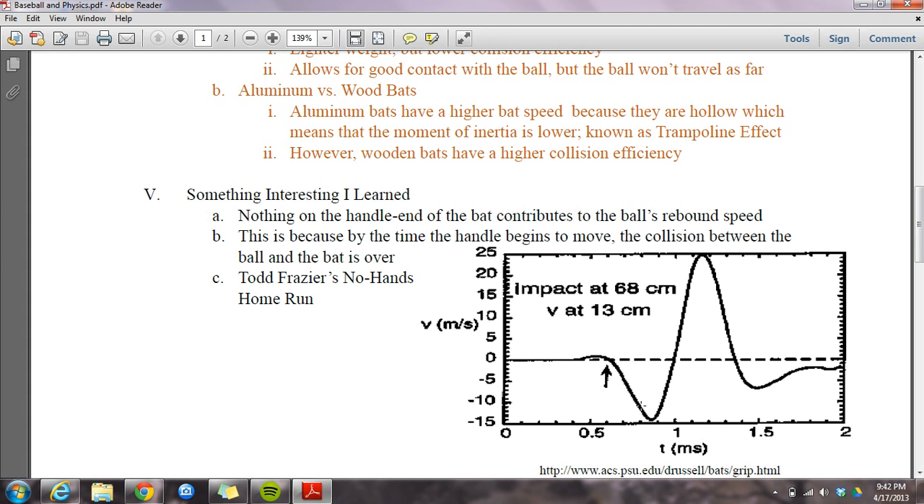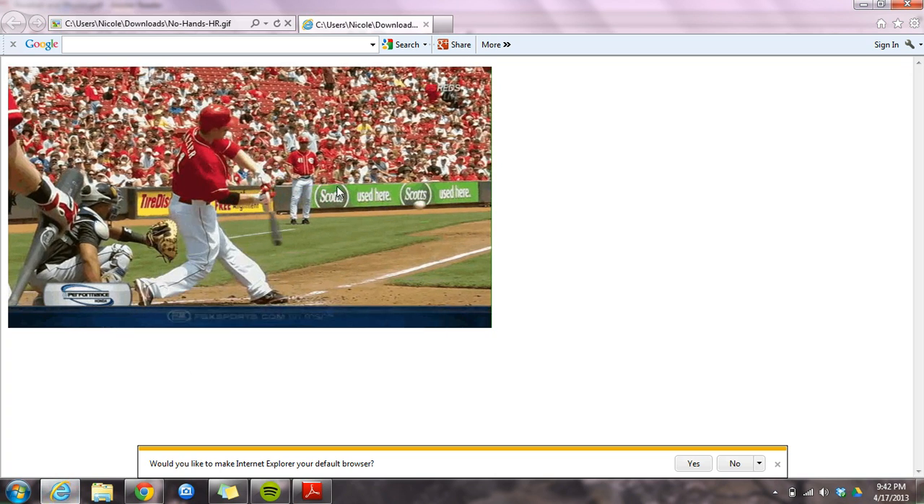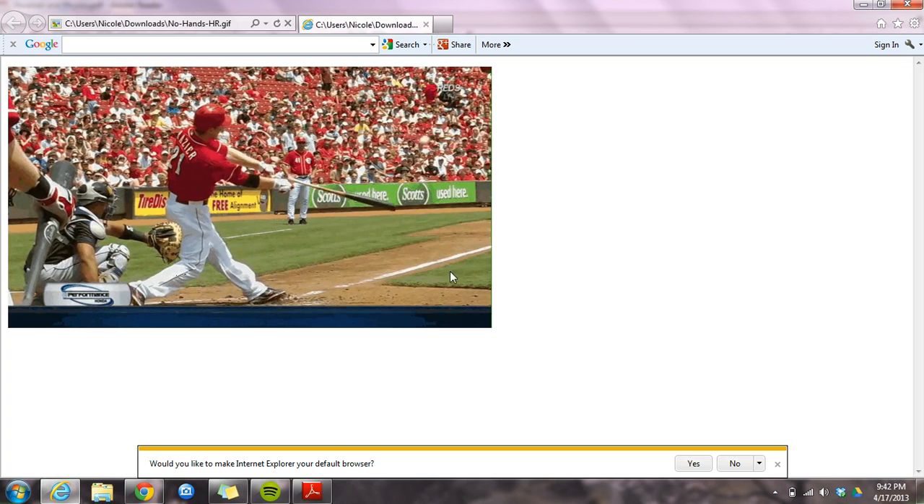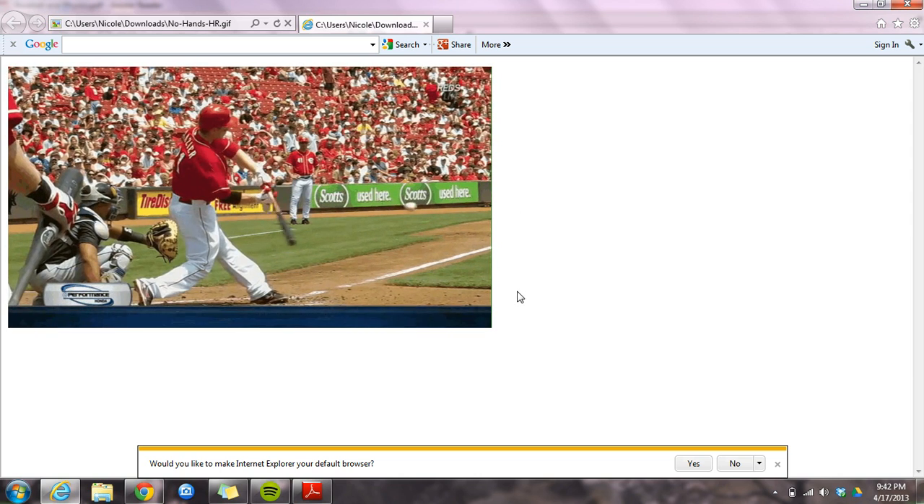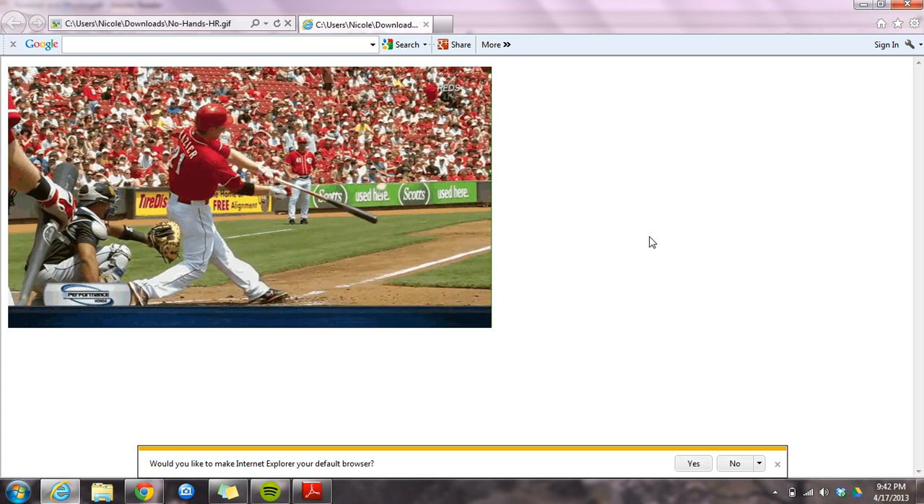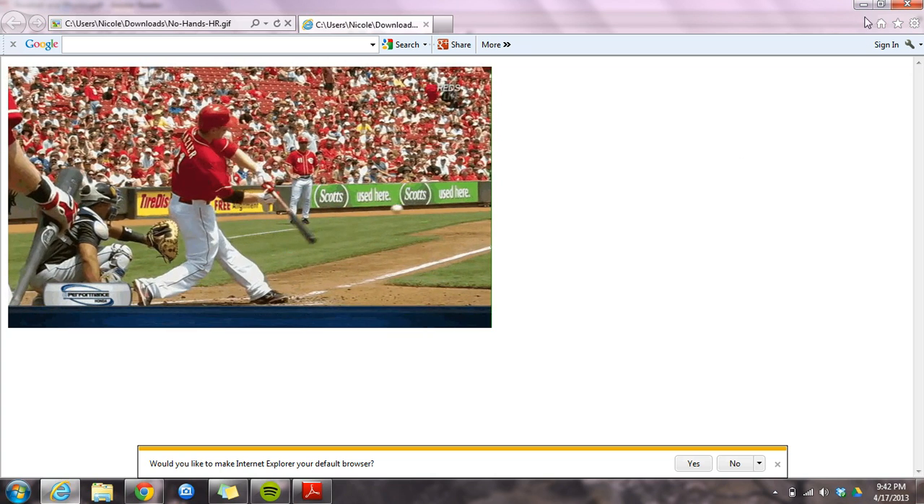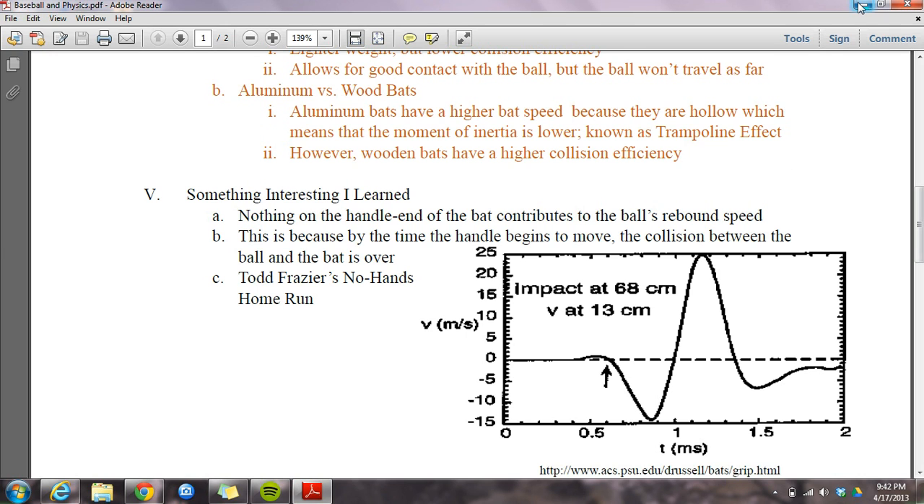An example he used for this was Todd Frazier's no hands home run, which is shown here. As you can see, he literally throws the bat at the ball, and the ball was hit in the right spot, the fat end of the bat, and he got a home run. I thought that was really interesting from the lecture, and that's my video.